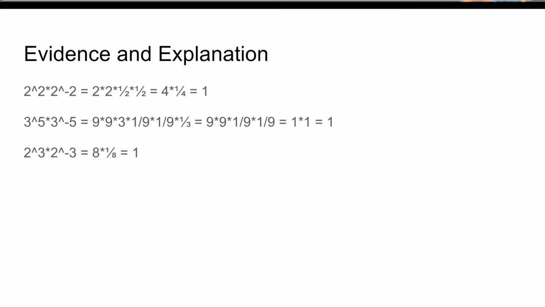This is my evidence and explanation, so just a few examples to prove my conjecture. 2 raised to the power of 2 multiplied by 2 raised to the power of negative 2 equals 2 multiplied by 2 multiplied by half multiplied by half, which equals 4 multiplied by 1/4, which is 1.